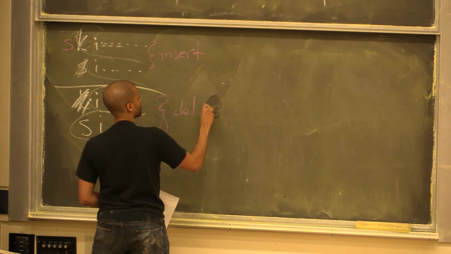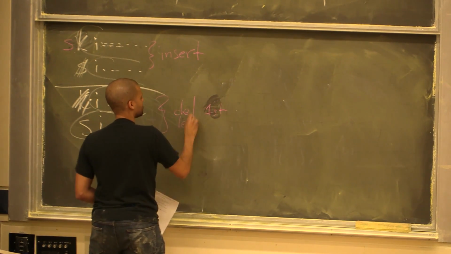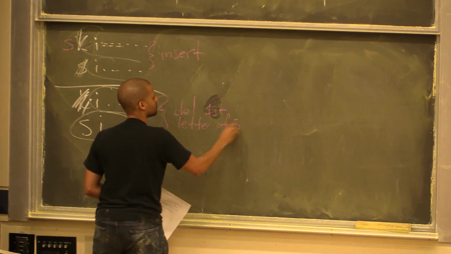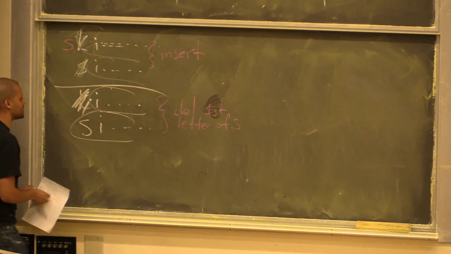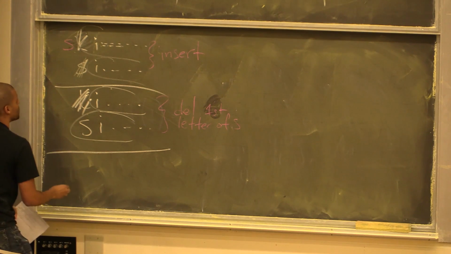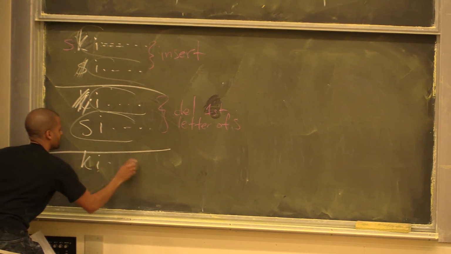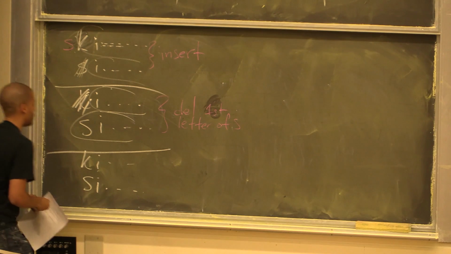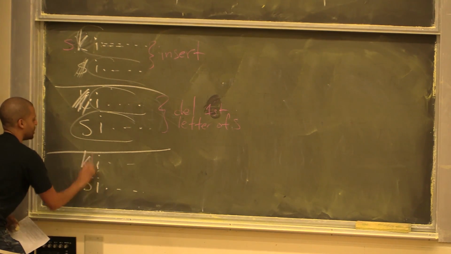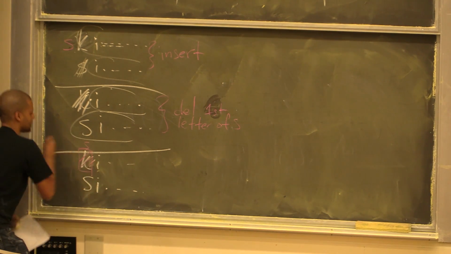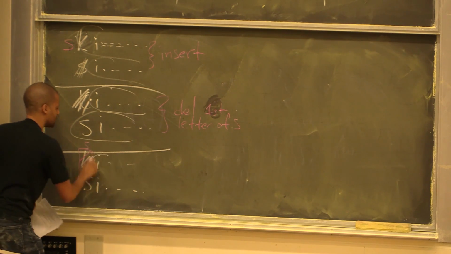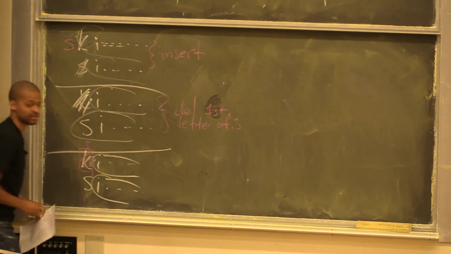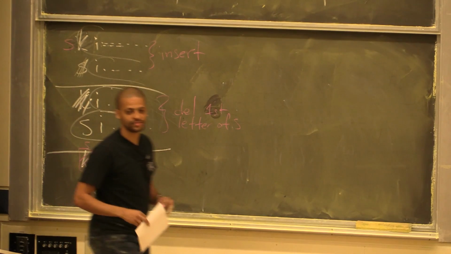So delete first letter of S. And the last thing I can do is substitute. So I can say, look, there's Ki whatever, there's Si whatever, and then I can just substitute a K for S. And then I recursively have to change this into that. So those are my three options, right?